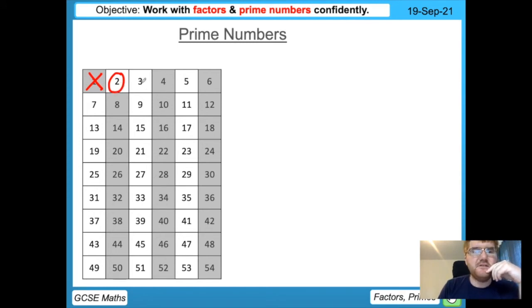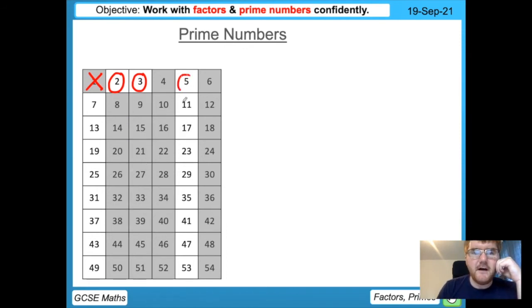Now I do the same process with 3. I circle it because it's a prime number, and then I cross out all the numbers that are multiples of 3. So 3, 6, 9, 12, 15, 18, 21. So notice all these numbers down here are multiples of 3. So I'm going to cross them out.